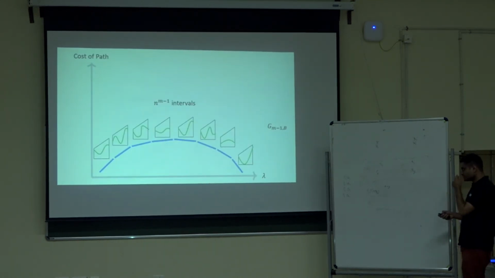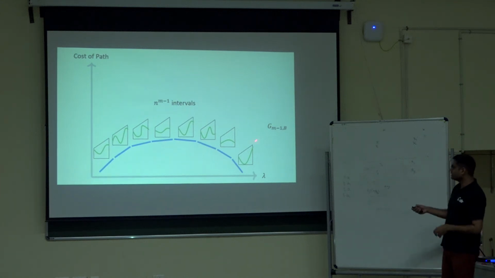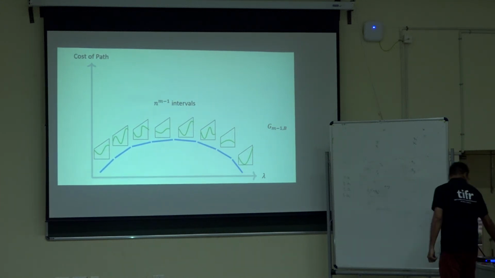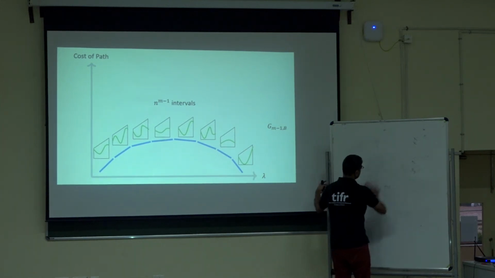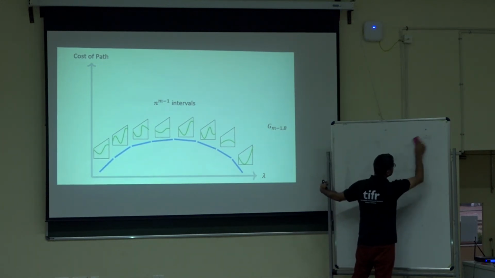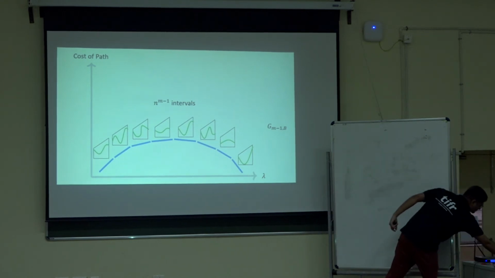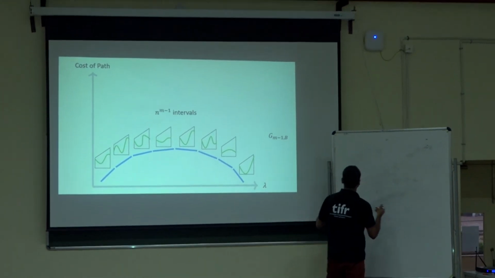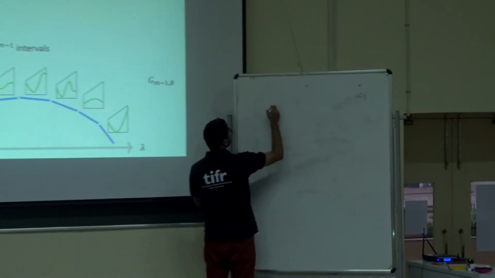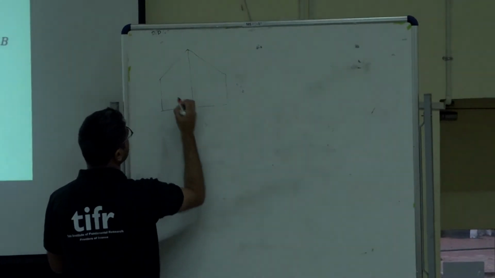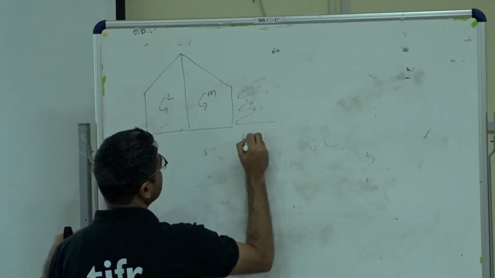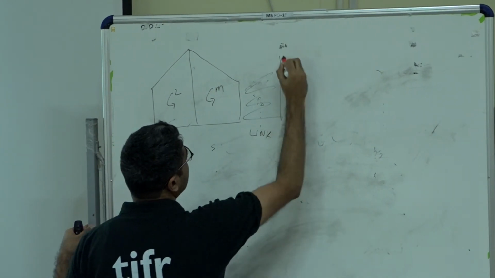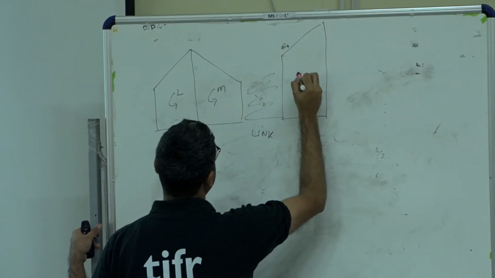Right, so the shortest path, look at the left graph. Let me draw this. So the construction was something like this, right? You have a graph on the left, let's call it G left, G middle. And then over here you had some link gadget doing something, and it attaches to a new graph, G right.